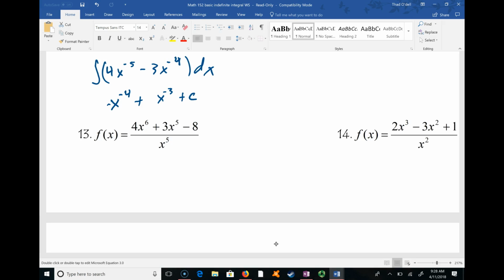So what I'm going to do is rewrite this as the integral of 4x. Everyone see where 4x came from? Plus 3, minus 8x to the negative 5 dx. Okay? Any questions about that adjustment?